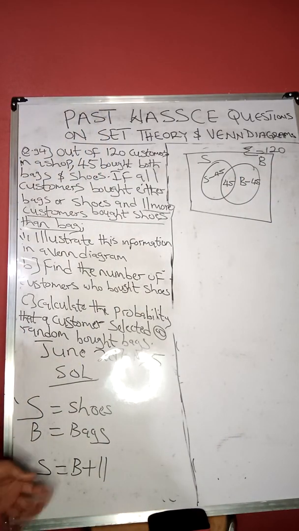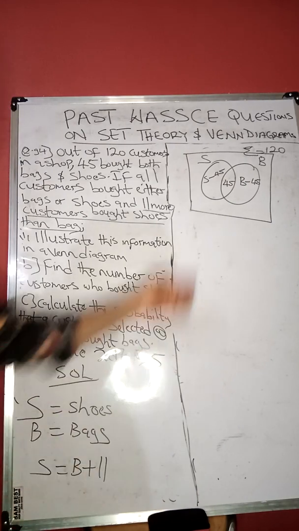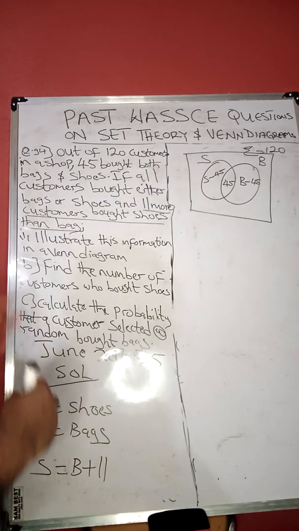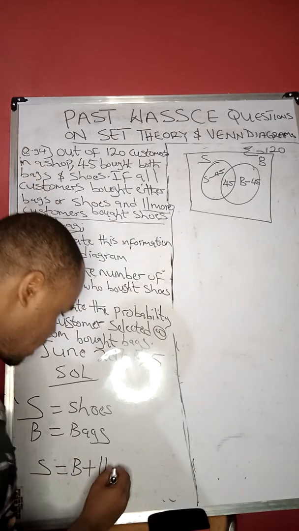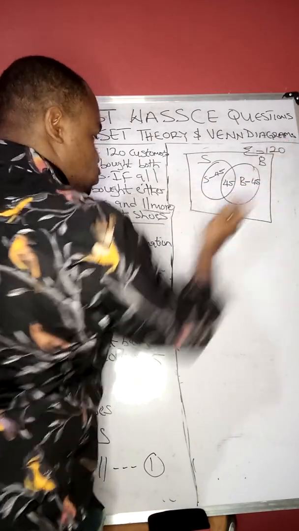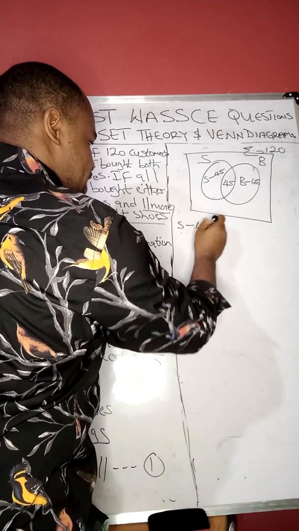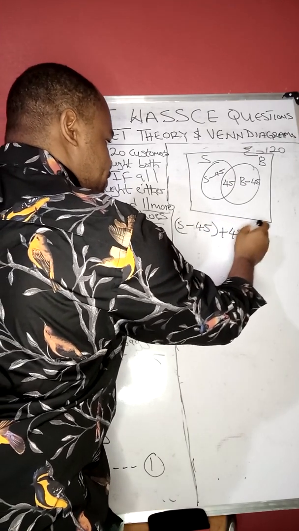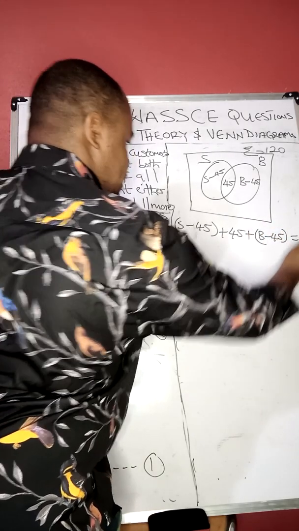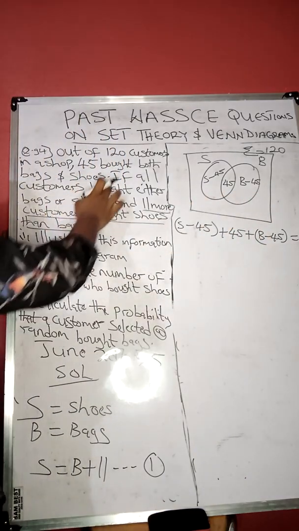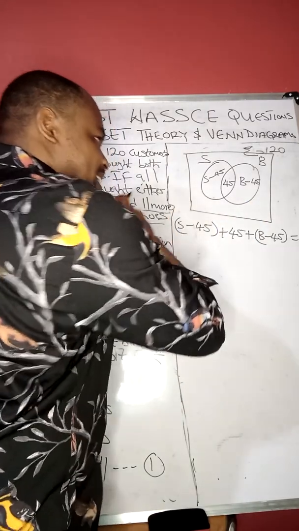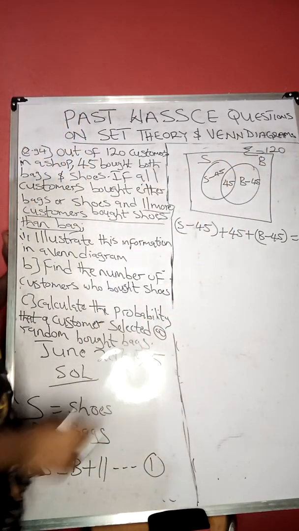Now, the importance of having this statement here, S is B plus 11, we'll factor it in. Let's call this equation 1. So if I sum everything here, it must give me 120. So I'll be having S minus 45 plus 45 plus B minus 45 must give me 120. There is nothing outside here because the question says all customers bought either bags or shoes. So it means there is nobody that went there as a customer that didn't buy either a shoe or a bag.